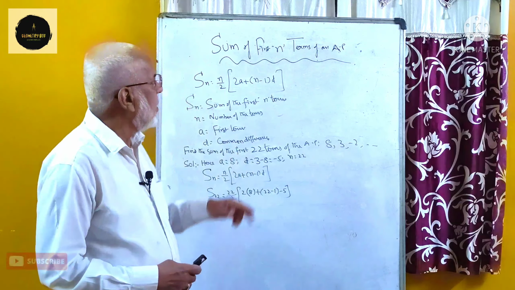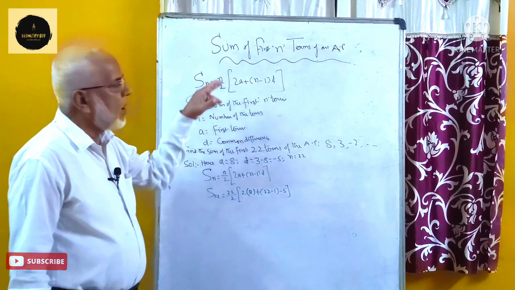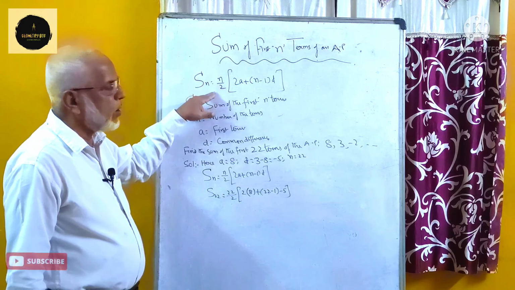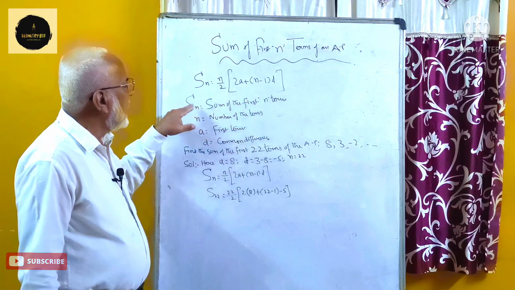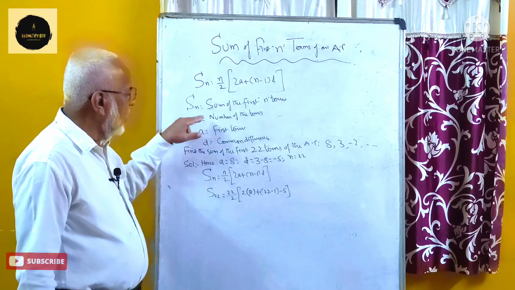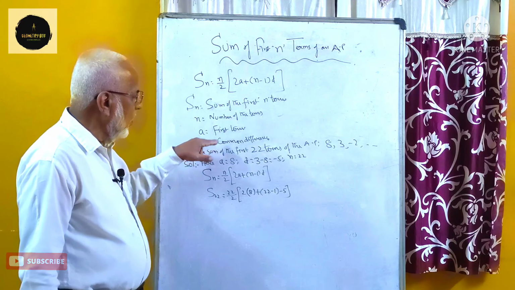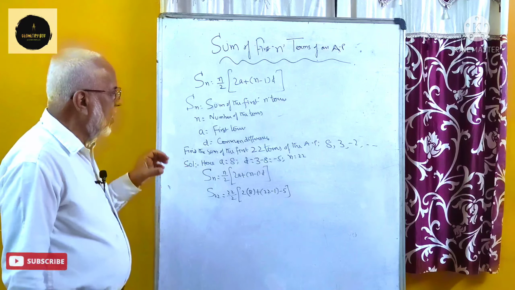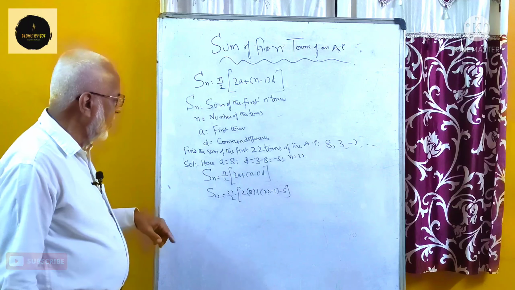Today I am going to explain the sum of the first n terms of an AP. The formula is Sn equals n by 2 into 2a plus n minus 1 into d, where Sn stands for the sum of the first n terms, n stands for the number of terms, a stands for the first term, and d is the common difference. Today I want to explain one example on the sum of the first n terms of an AP.